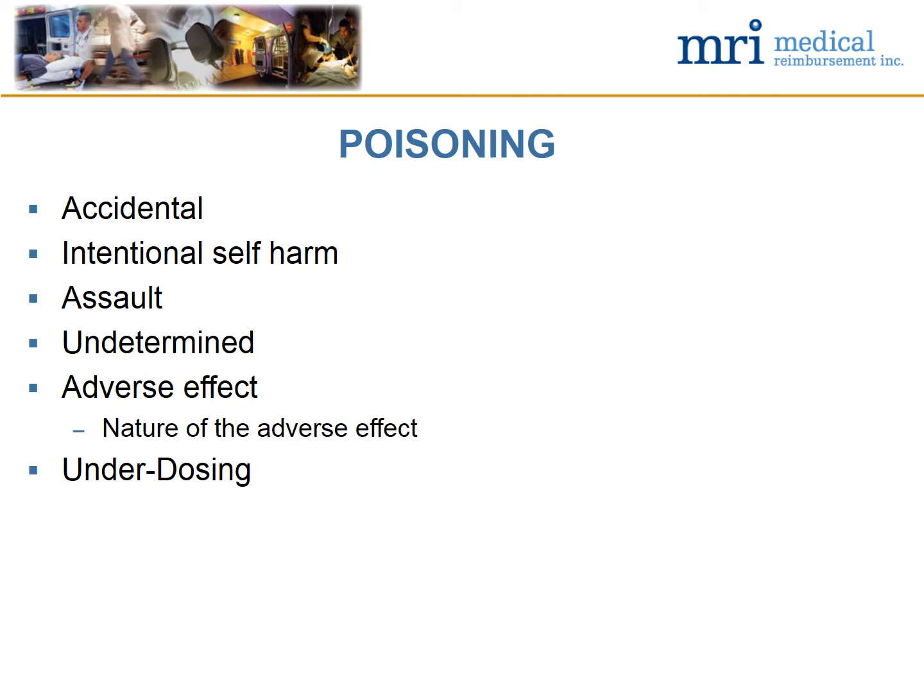Poisonings: accidental, intentional, assault, undetermined, underdosing, the adverse effect. With poisonings, there are a lot of combination codes used in ICD-10, whereas in ICD-9, we would have to use 2, maybe 3 different codes.